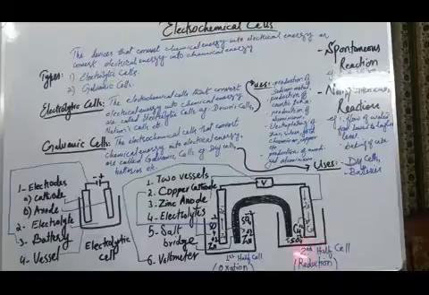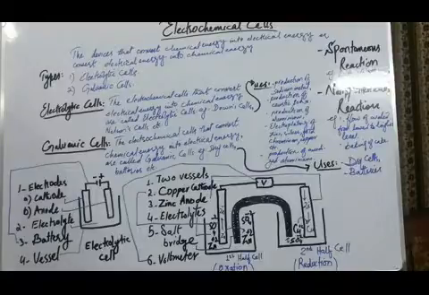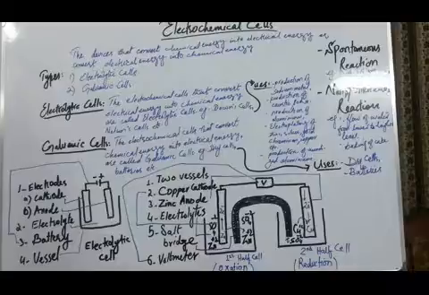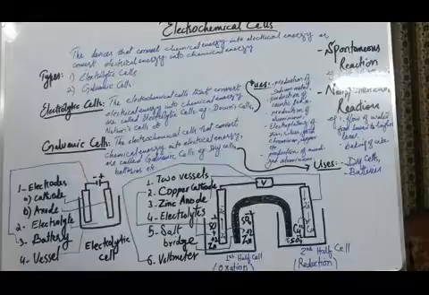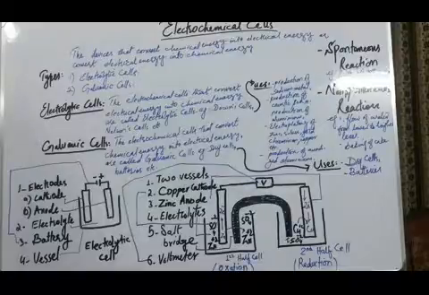In this topic, the main things are the two cells. Number one is the electrolytic cell and second is the galvanic cell. In electrolytic cells, electrical energy is converted into chemical energy, whereas in the galvanic cell, chemical energy is converted into electrical energy. This is all about the topic.